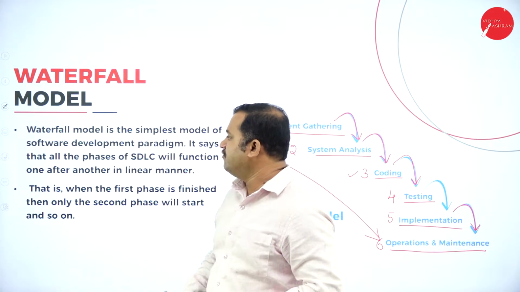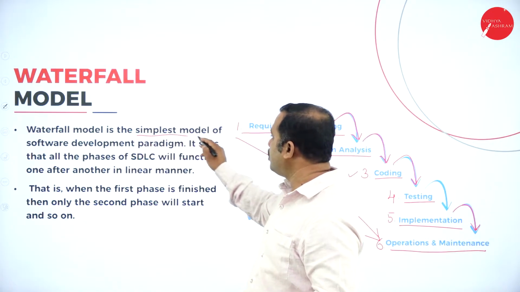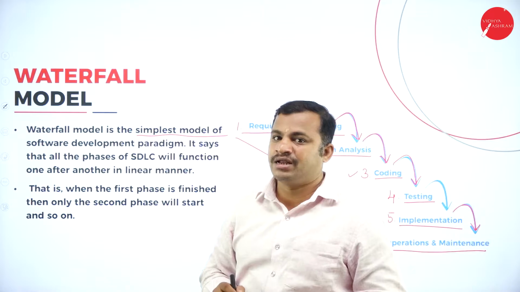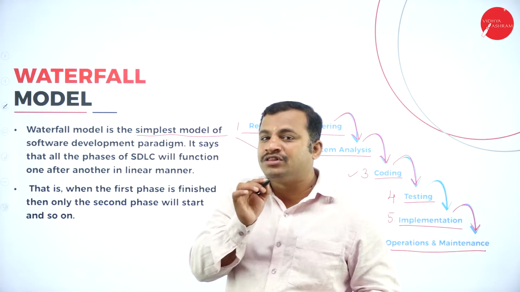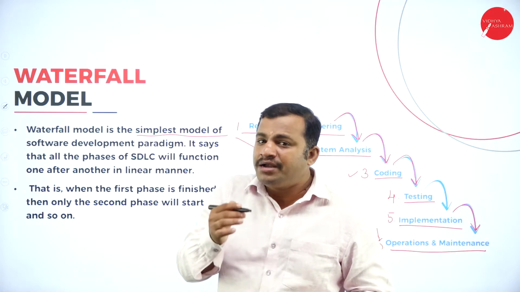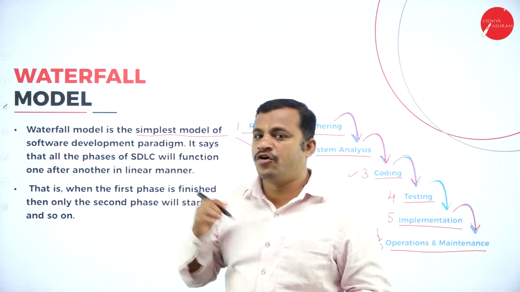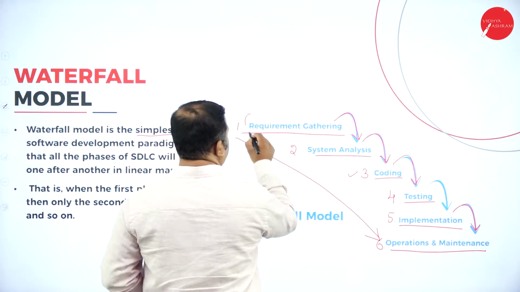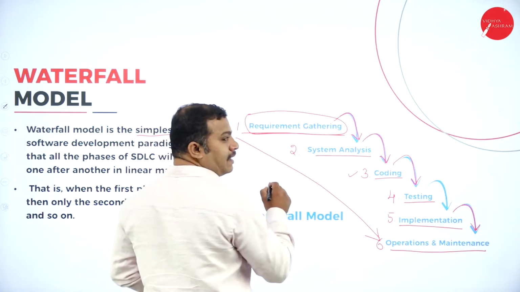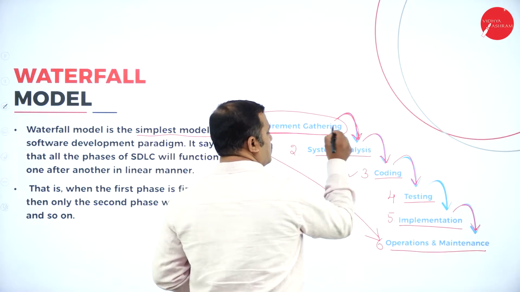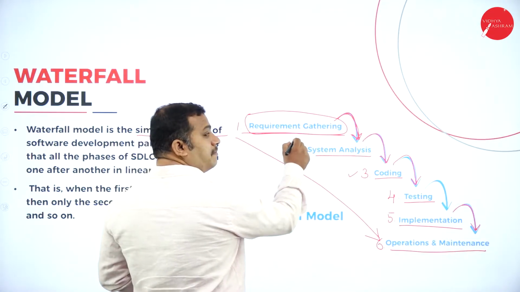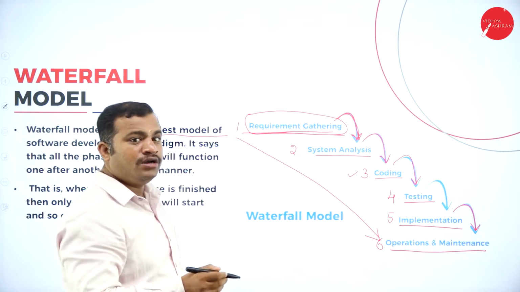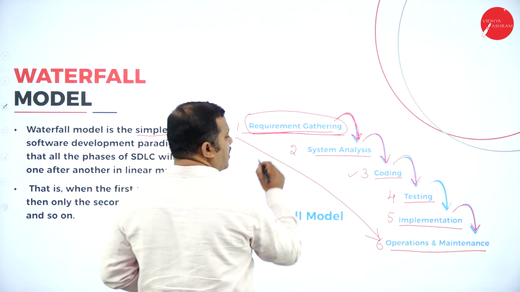Looking into this, we see that this is the simplest model among the different types of software development life cycle models, but there is a drawback with this waterfall model. Let me tell you what the drawback is. In this waterfall model, once the complete phase of requirements gathering is completed, we move on to the next phase, that is system analysis. Until the completion of requirements gathering, we cannot move forward to the system analysis phase.